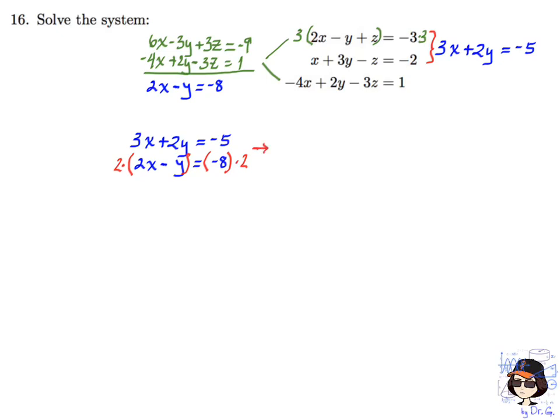So let's rewrite this system. 3x plus 2y equals negative 5. The second equation turns into 4x minus 2y equals negative 16. And when I add these together, I get 7x equals negative 21. And now all I have to do is divide both sides by 7.